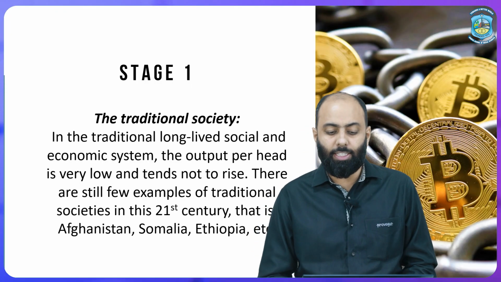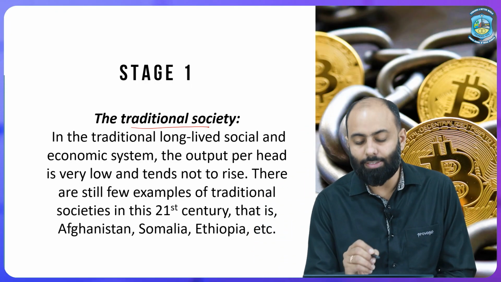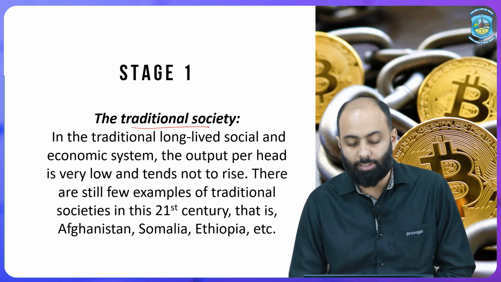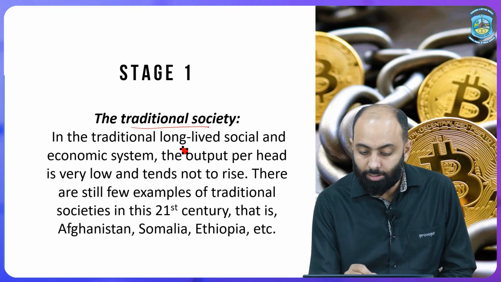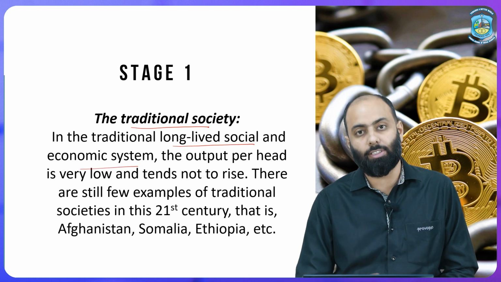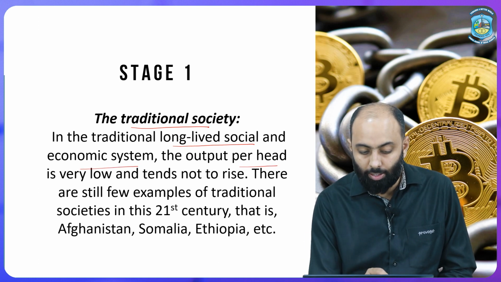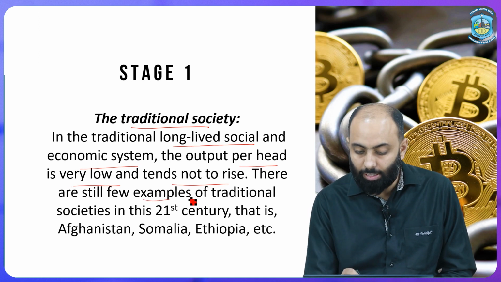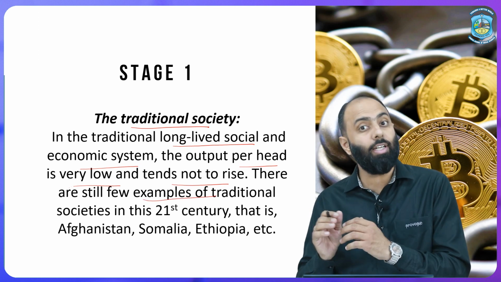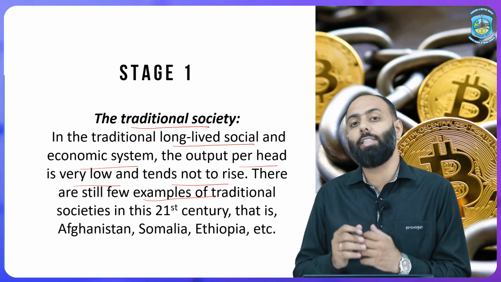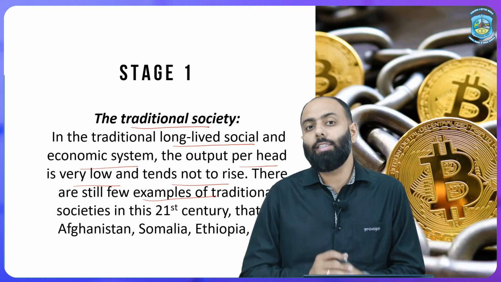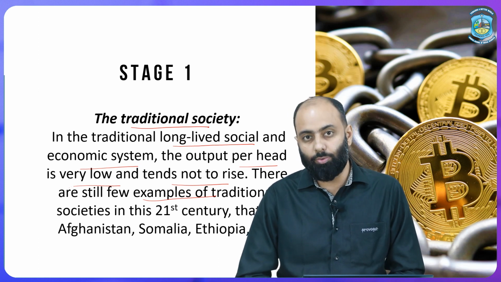The very first stage is popularly known as the traditional society. In this stage, there is a traditional long-lived social and economic system, the output per head is very low and tends to not rise. There are still a few examples of traditional society even in the 21st century, countries like Afghanistan and Ethiopia. So, let us elaborate on stage 1.